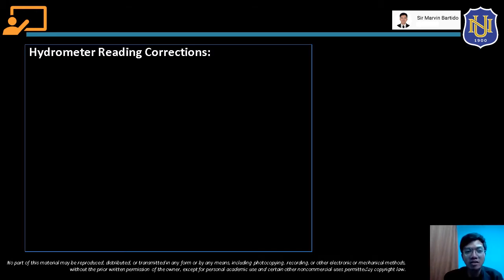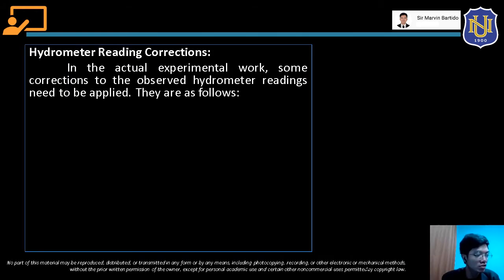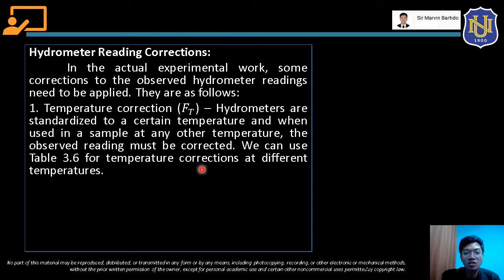Okay, so let's talk about now the hydrometer reading corrections. In the actual experimental work, some corrections to the observed hydrometer readings need to be applied. So yung mga corrections na yan are as follows. The first one is yung temperature correction. This is denoted as F sub T.